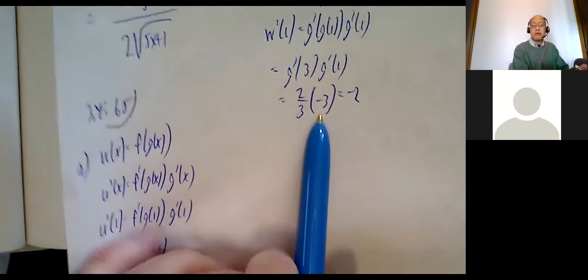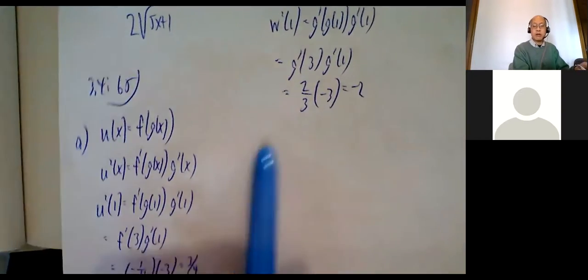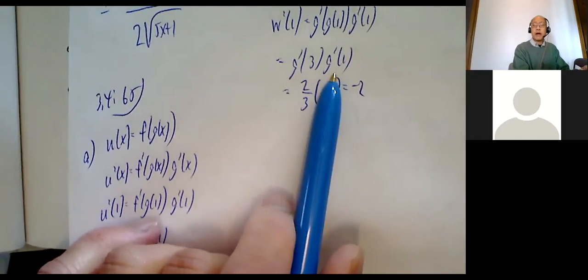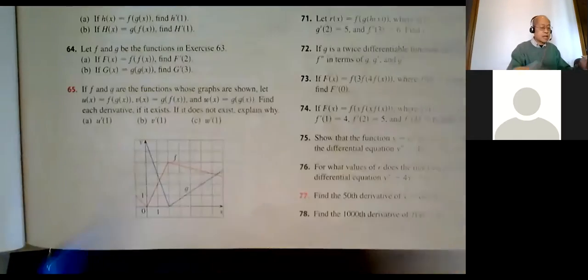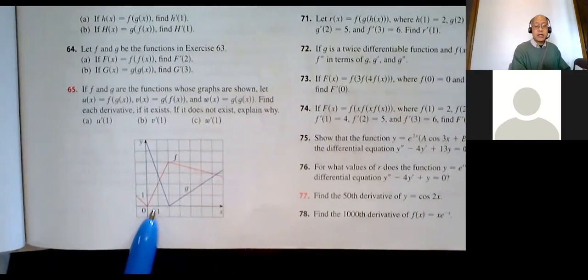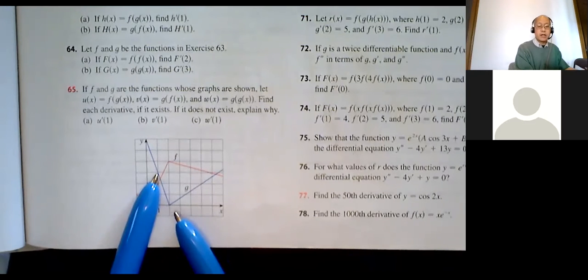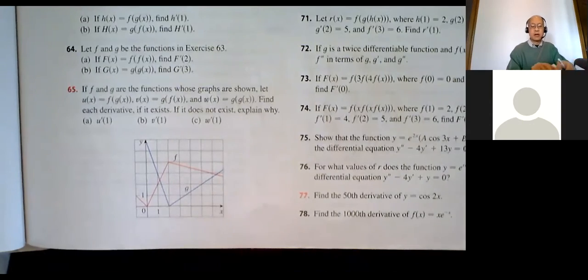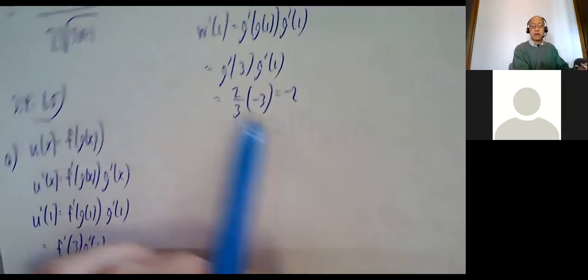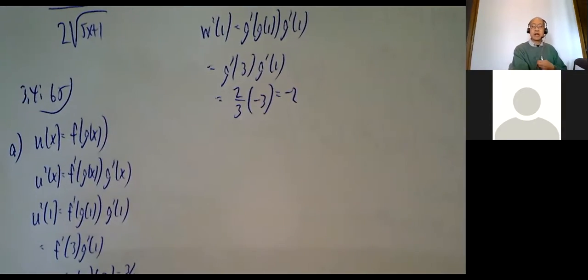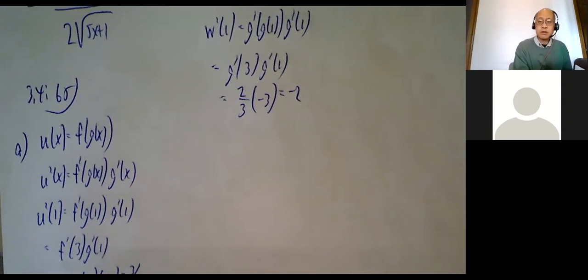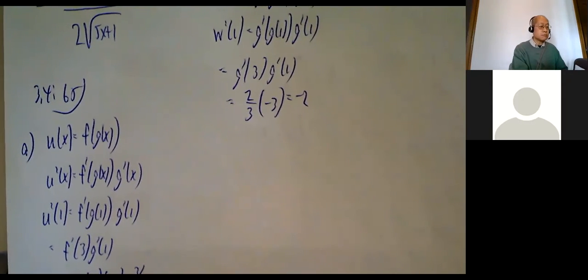And then g prime of 1, I got negative 3. Well, we already got that earlier, but let's look at that again. Slope at 1 for the g graph is negative 3. So at x equals 1, what's the slope? Again, nice convenient points are these. That's over 1 and down 3. So negative 3. And then 2/3 times negative 3 is negative 2. So that's my answer. The answer is negative 2.